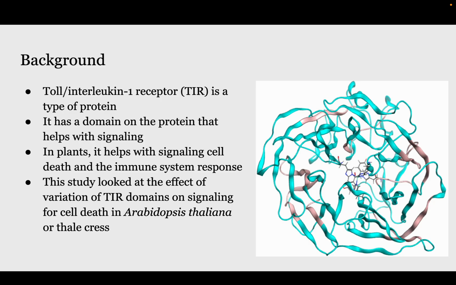This study looks at artificial TIR proteins and the variation between them and the BB loops for their effect on signaling cell death and immune response molecules in Arabidopsis thaliana, also known as Thale cress.